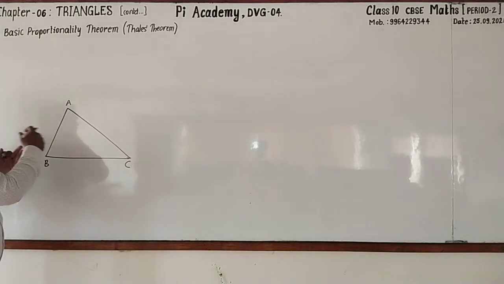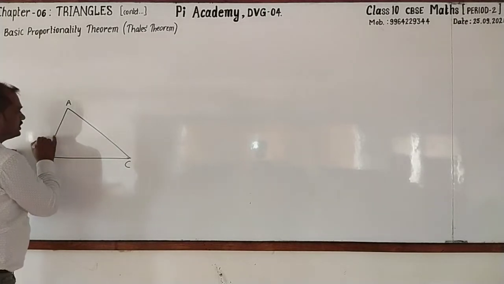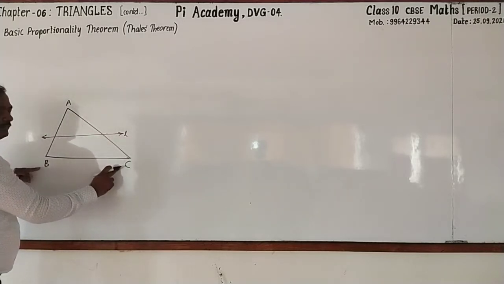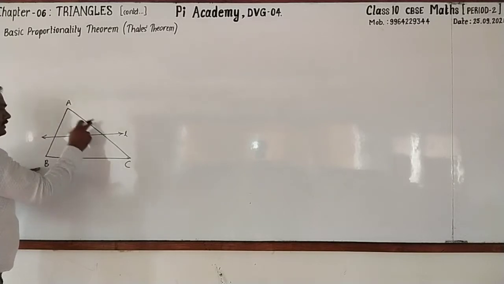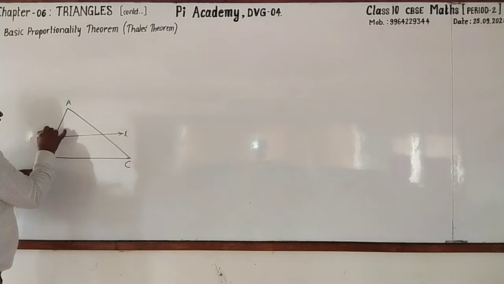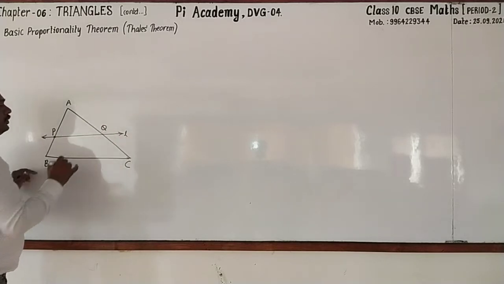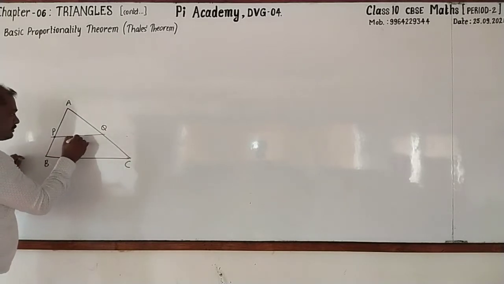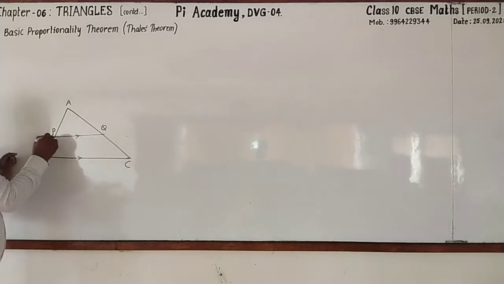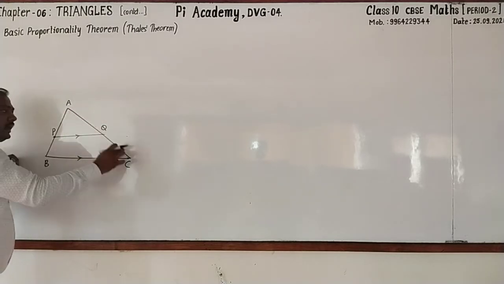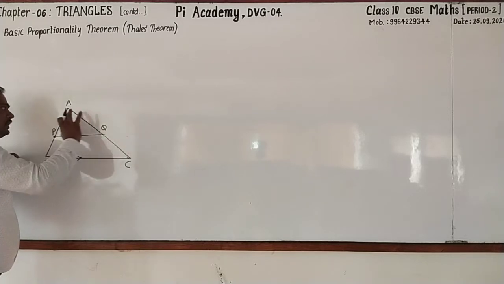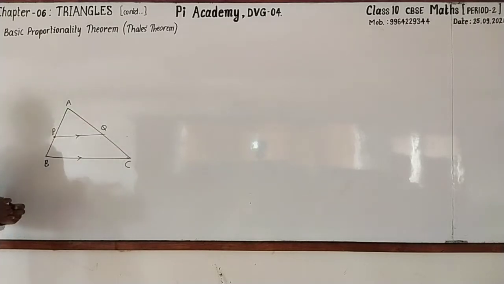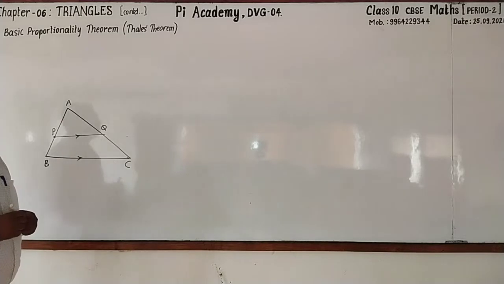Draw a line parallel to any one of these 3 sides. I take a line L parallel to BC, and this will intersect the remaining sides AB and AC at 2 distinct points. Call these points P and Q. Look here. PQ is the line which is parallel to BC, and this line will divide AB and AC in the same ratio, that is AP by PB is equal to AQ by QC. This is basic proportionality theorem.